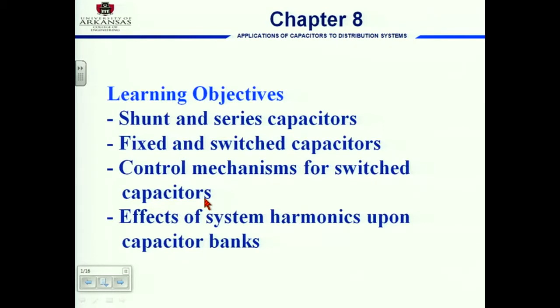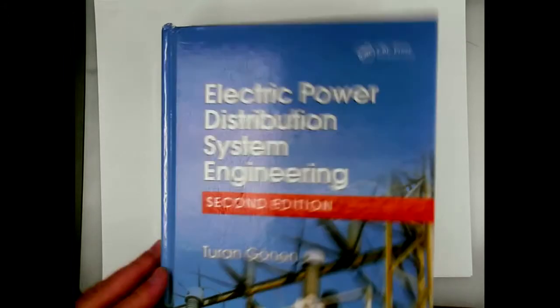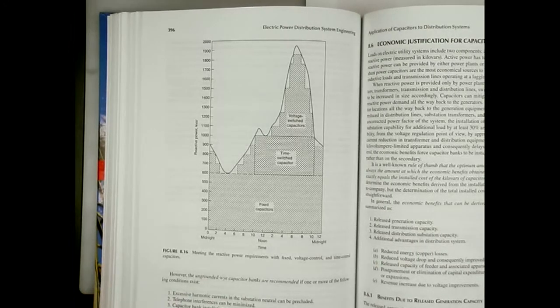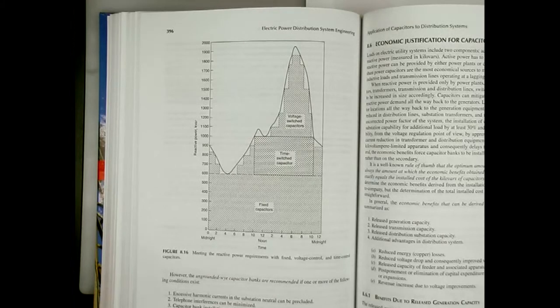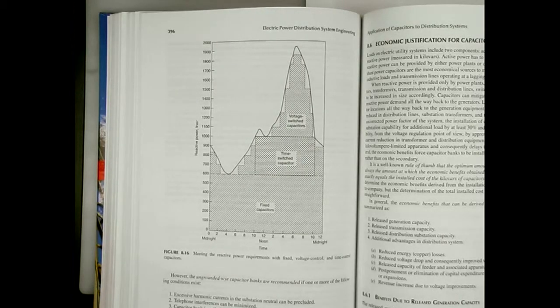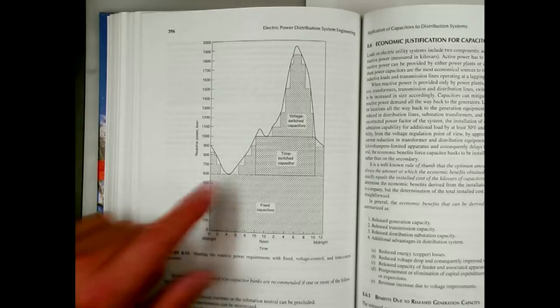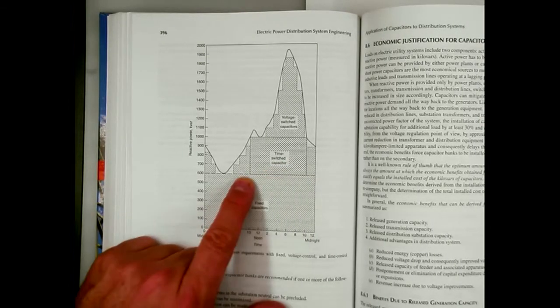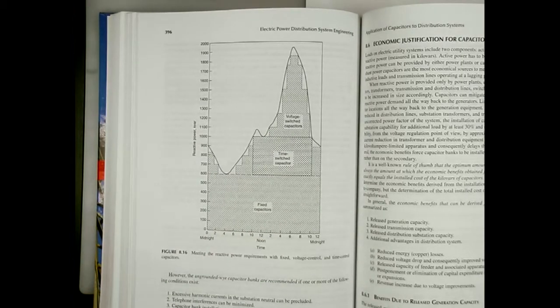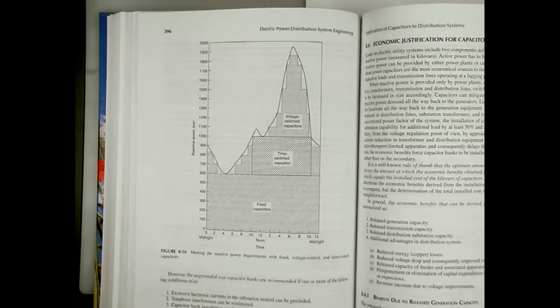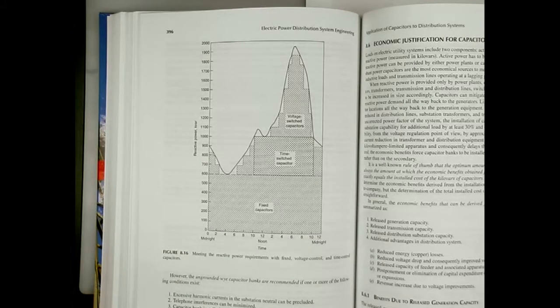But in real life, right, you're not going to have one capacitor bank. You're going to have several, right? That's what you're going to have. You're going to have several capacitor banks. And so how do you turn them on? Well, in this particular case, it's time. Whenever the time is 10 a.m., the capacitor comes on. Whenever it's 10 p.m., the capacitor goes off.